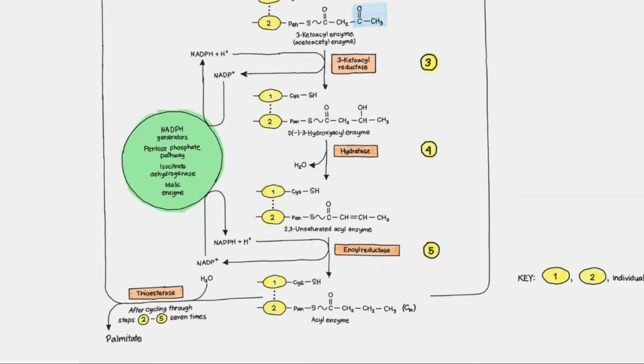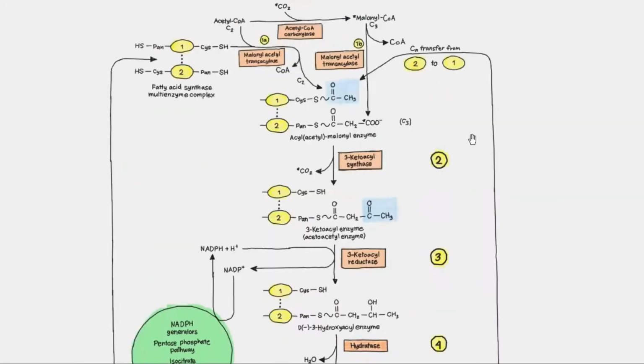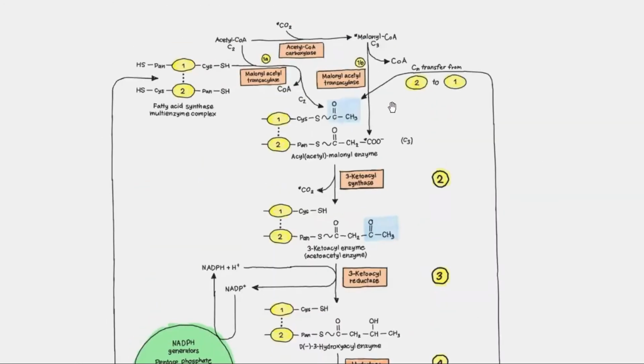Now the question is, after forming this 4 carbon unit acyl chain, what will happen to this? It will transfer back again to enzyme 1, leading to the second cycle of lipogenesis. So instead of having acetyl group here, we now have a 4 carbon acyl chain. And then another unit of malonyl-CoA will attach.